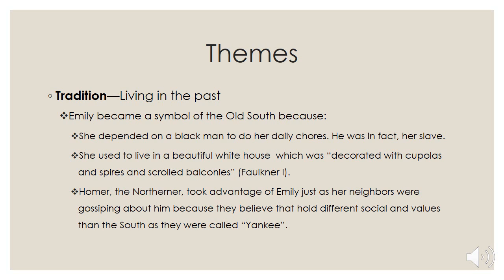And Homer, the northerner, took advantage of Emily just as her neighbors were gossiping about him, because they believed that Emily's family holds traditional values and that she should not be marrying or being in a relationship with somebody who is not from the same rank as them. That's why they are called Yankees. The people from the north are called Yankees.